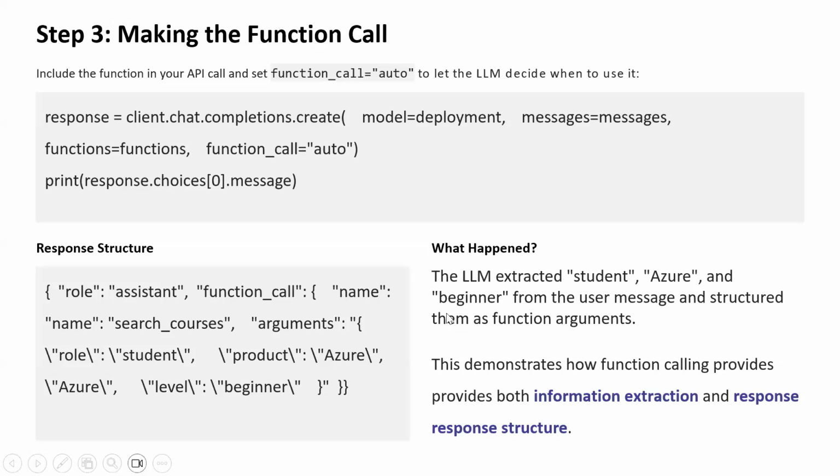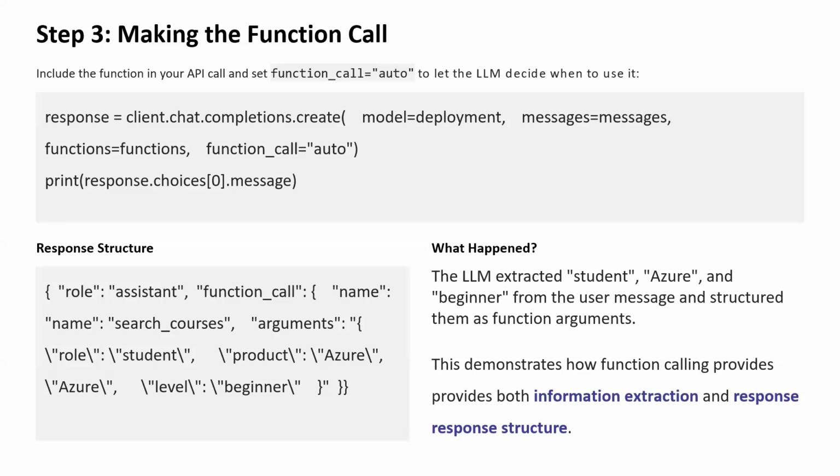So we're going to talk about step three, which is making the function call. Again, we'll see it in the practical, but inside the function, you make your API call and set the function call to auto. When you set the function call to auto, it allows your LLM to decide what function to call and when to call it.